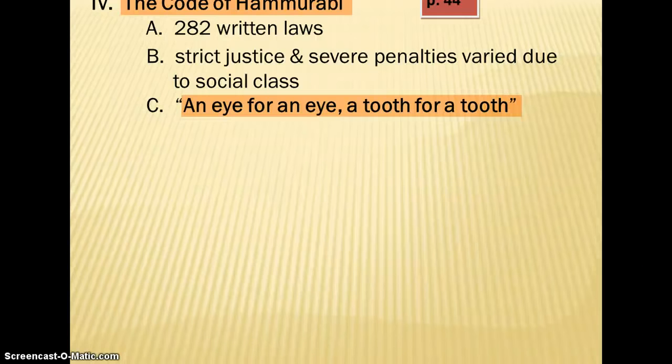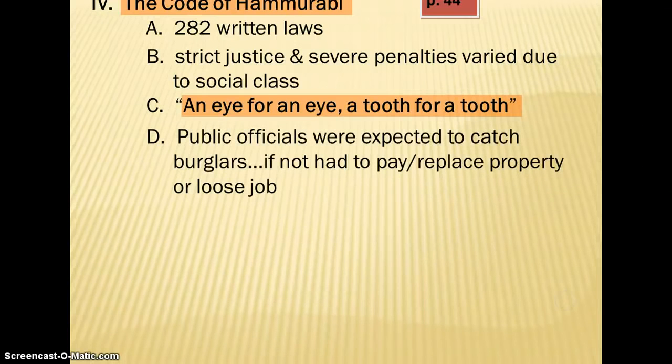An eye for an eye, a tooth for a tooth is a saying that we use today, meaning equal retribution. In other words, we will use this in our death penalty in our country. If you kill someone, you will be killed as well. So it's talking about equal retribution. They did not have police, so it was up to public officials to catch whoever perpetrated the crimes, and if they didn't, then they would be the ones to pay restitution to those victims. And so that was not a good deal.